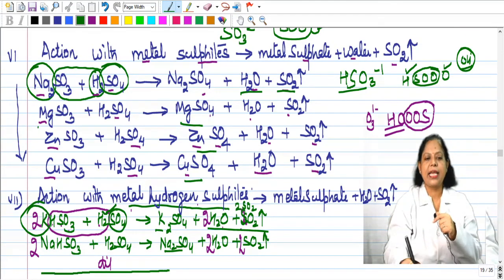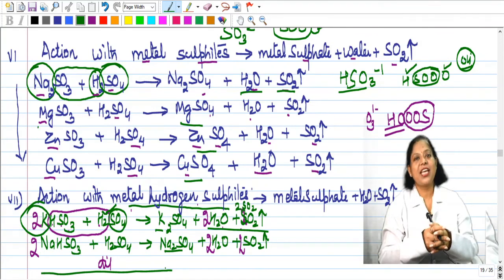Remember, in all these cases we have taken which acid? We have taken dilute acid. So these properties confirm the acidic nature of sulfuric acid.